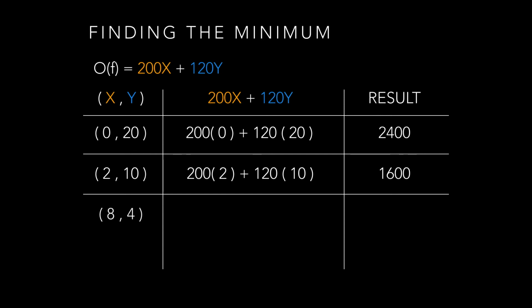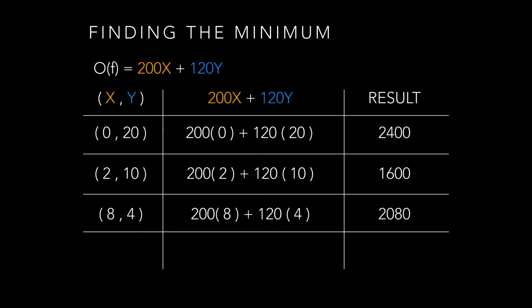Then (8, 4): we apply 8 for x in our objective function and 4 for y, and we get 2,080. Then (16, 0): we apply 16 for x and 0 for y, and you get 3,200.